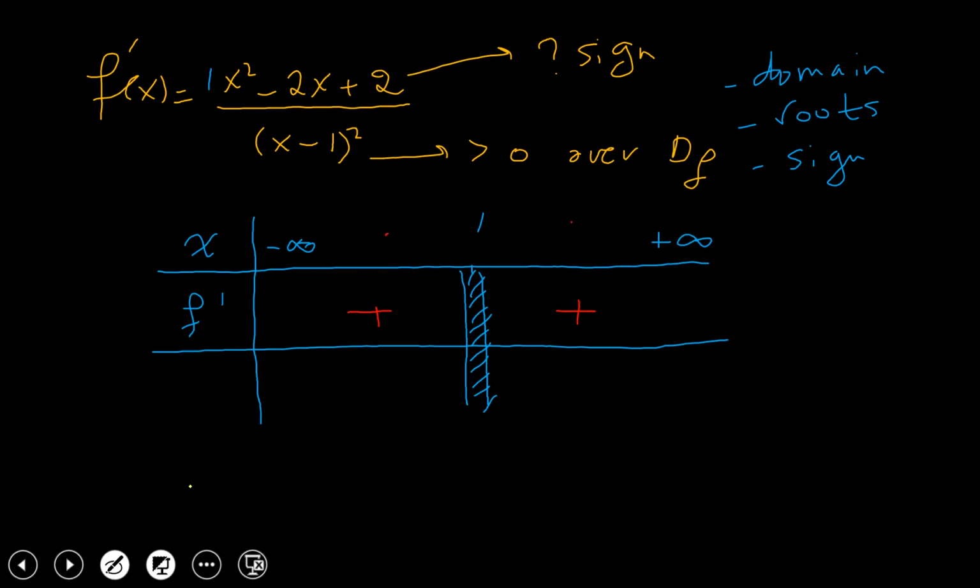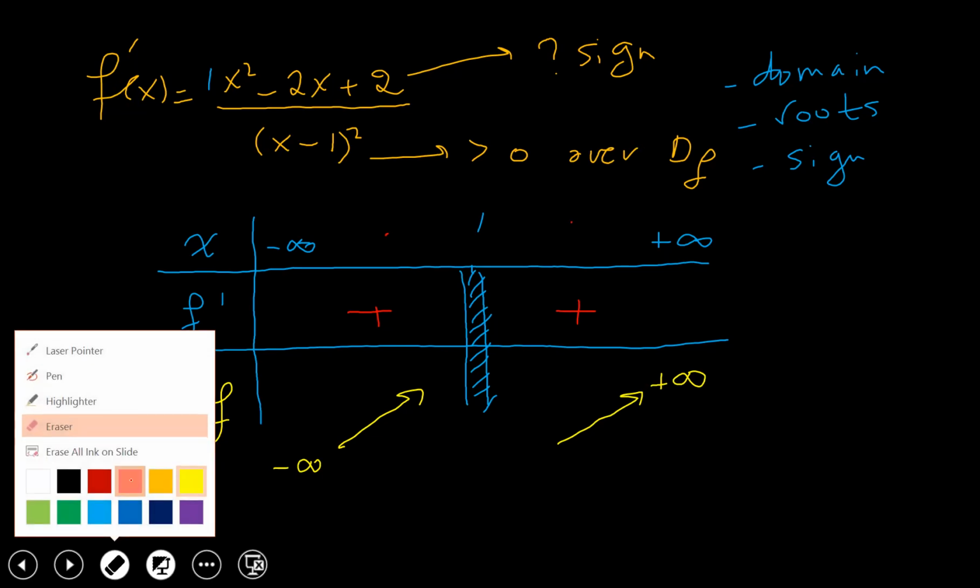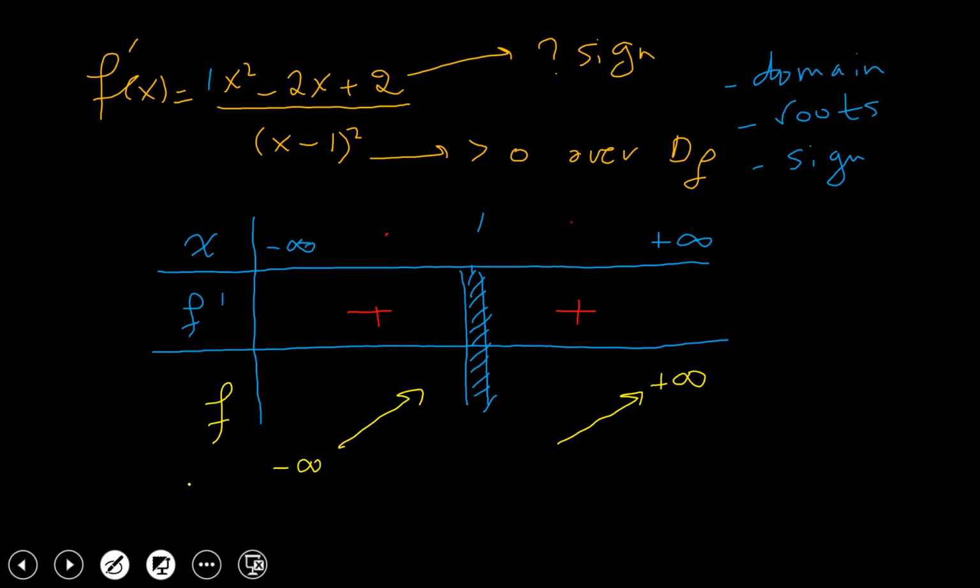Finally, we add f. f is increasing here. f is increasing here. And the limit at plus infinity was calculated before. It's plus infinity. The limit at minus infinity was calculated. It was minus infinity. What about the limits as x tends to 1? At 1 minus, we get plus infinity, if you remember. And at 1 plus, we get minus infinity. So here we get plus infinity. Here we get minus infinity. And this is the end of this table of variations.